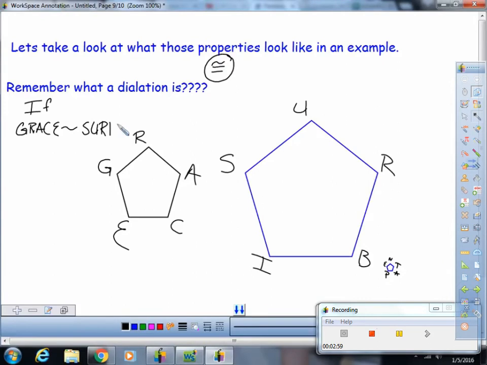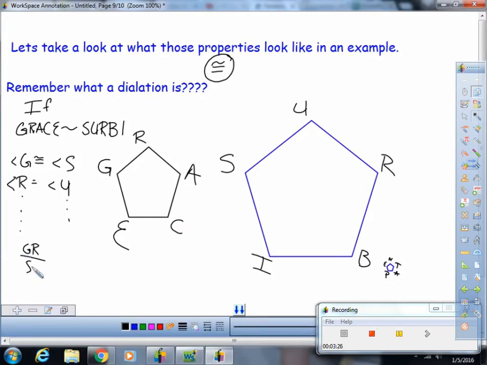So here, if I tell you that Grace is similar to Serby, then we know that angle G must be congruent to what? To angle S. Very good. And we know that angle R is congruent to angle U. And we know that angle A is congruent to angle R. Sorry. Oh, yeah, that's probably a bad way to do it. But, and so on and so on, okay?